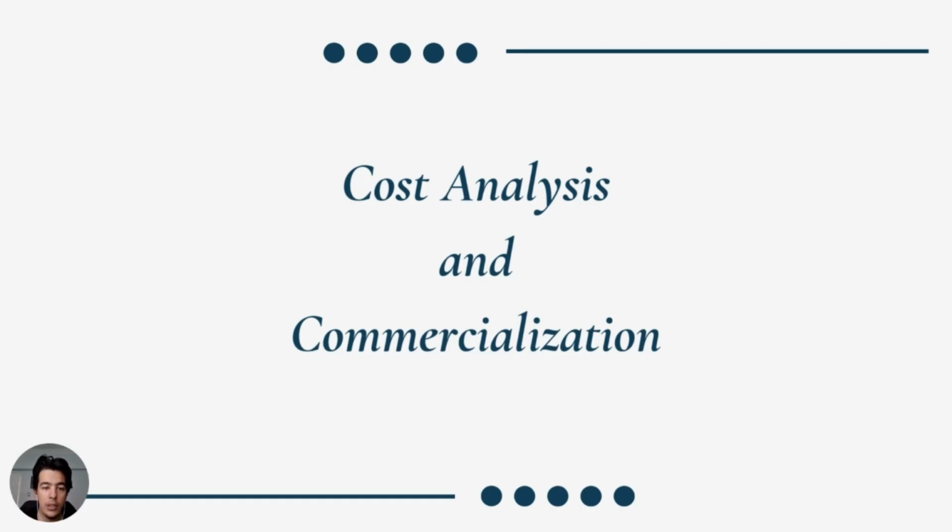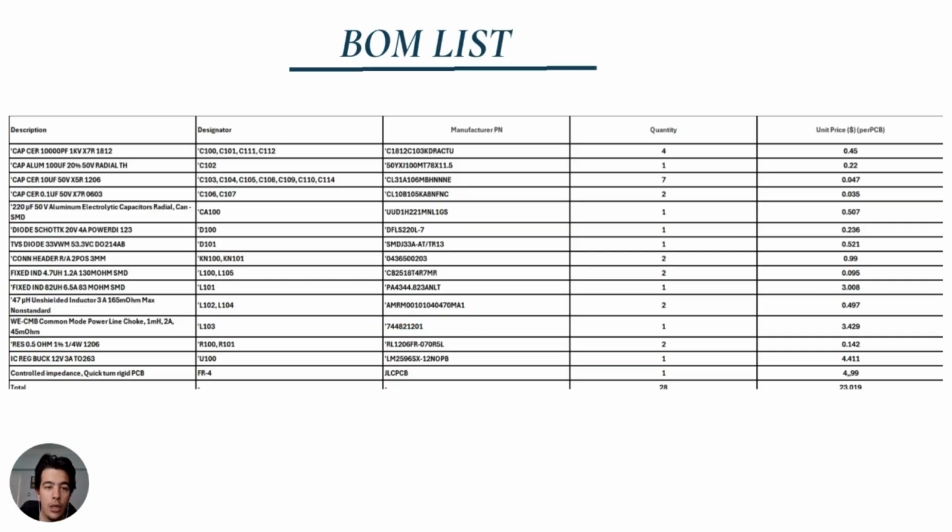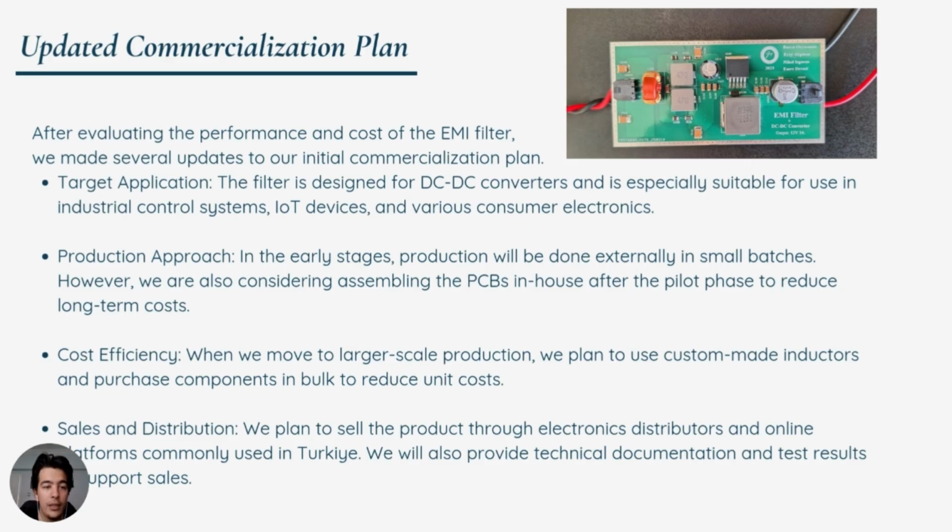My name is Emre Deveci and I will talk about cost analysis and commercialization. This is our bill of materials list and it includes details about description, designator and manufacturer, quantity and unit price per PCB. Updated commercialization plan. After evaluating the EMI filter, we made updates to our initial commercialization plan. Target application. The filter is designed for DC-DC converters and is suitable for use in industrial control systems and IoT devices. Production approach. In the early stages, production will be done externally in small batches.